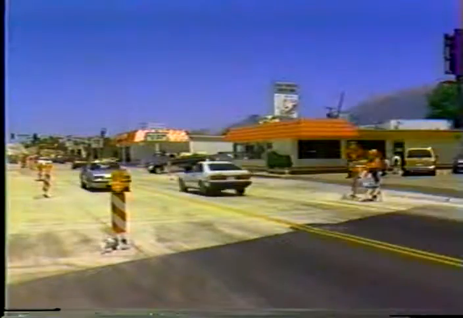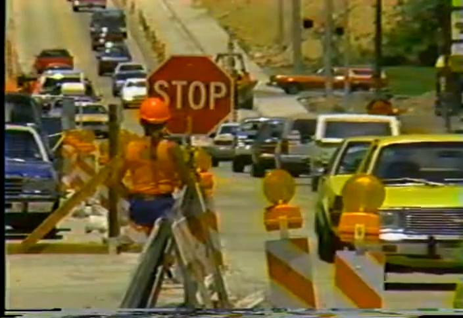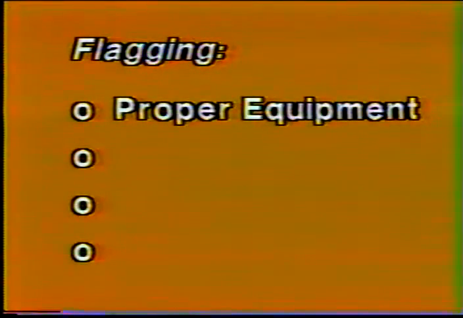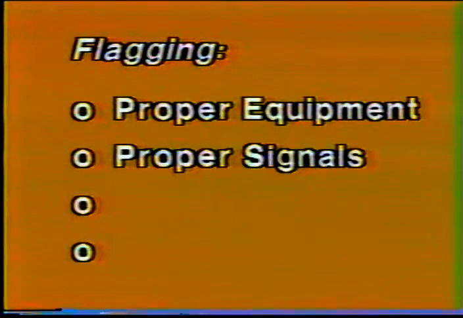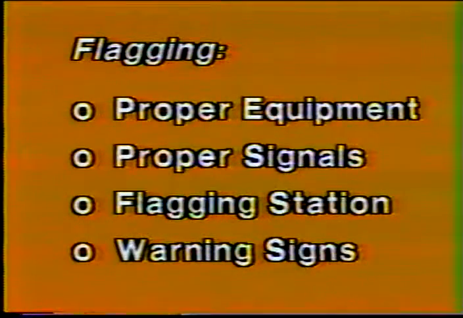With all this emphasis on traffic control devices, it's easy to overlook one of the human elements of traffic control, the flagger. When you inspect a flagger operation, here are some things to consider. First, does the flagger have the proper equipment? An approved stop-slow paddle, safety vest, proper clothing. Second, does the flagger use the proper flagging signals and allow enough time for drivers to react? Is the flagging station in the best location? Are the correct advanced warning signs in place? Document any problems with flaggers and bring them to the attention of the contractor.